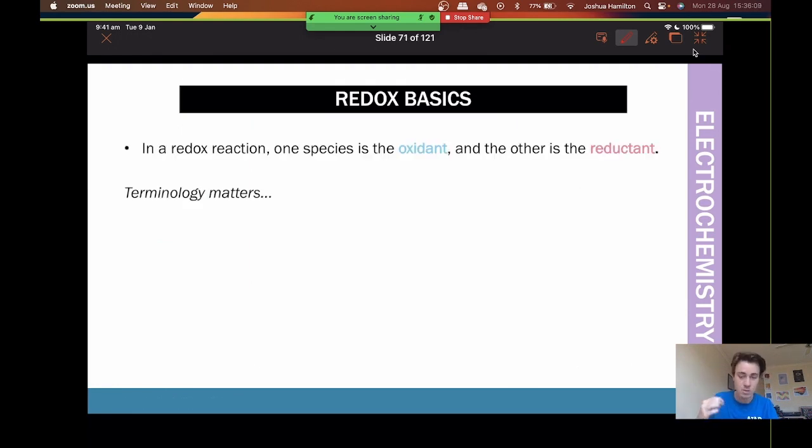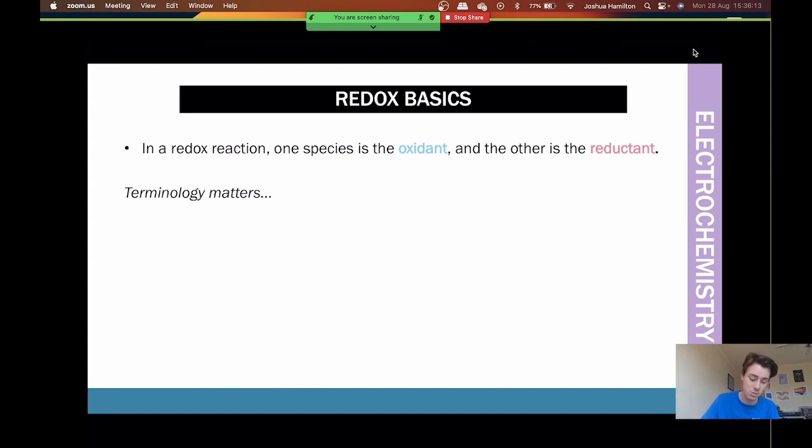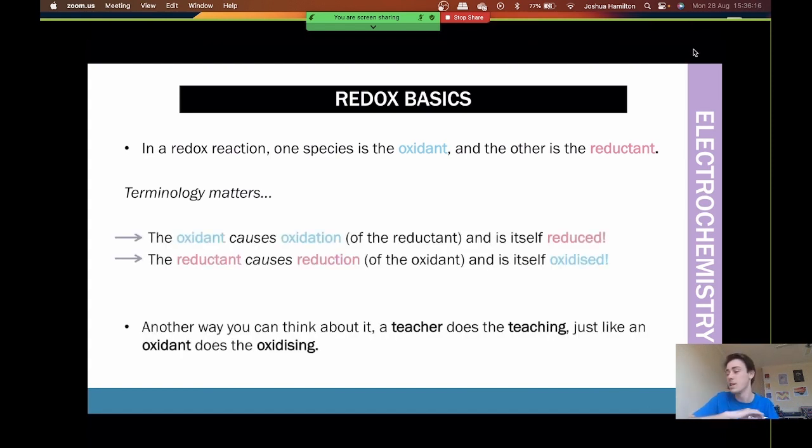Also, having really strong knowledge of your terminology, oxidant versus reductant. This can be super confusing and can confuse even the strongest students, the ones that get really high marks. They still get confused by this. So have a really strong understanding of the terminology. The oxidant causes oxidation and is itself reduced. The reductant causes reduction and is itself oxidized.